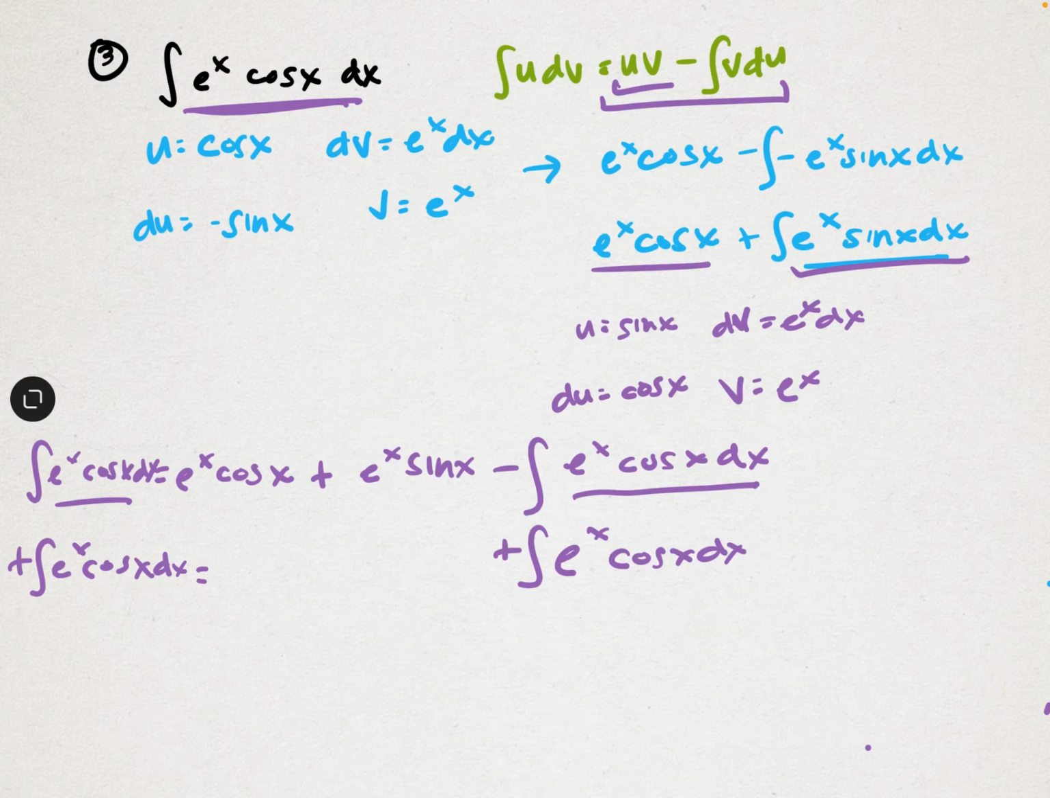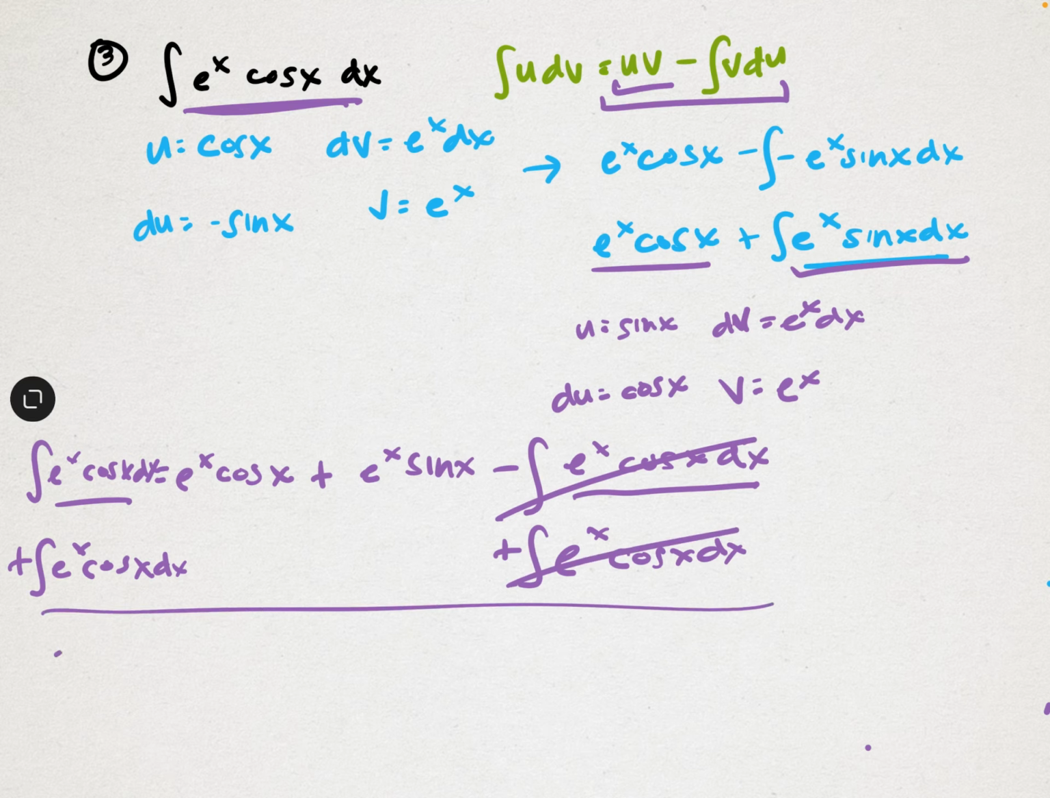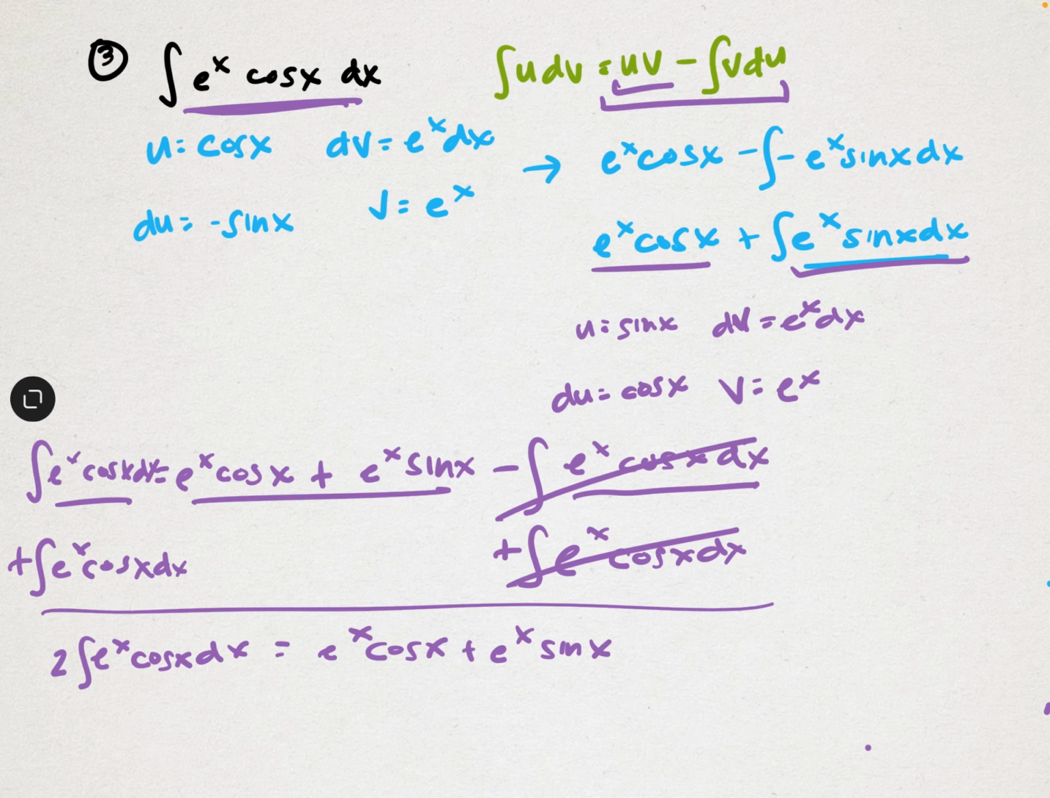Oops, we don't need that equals. Okay, and what's going to happen is the minus and the plus cancel out, right? And then on the left-hand side, what we have is 2, right? 1 plus 1 is 2. Integral e to the x cosine x dx equals this whole side, e to the x cosine x plus e to the x sine x, and then divide by 2. Okay, so now we have solved it, right?